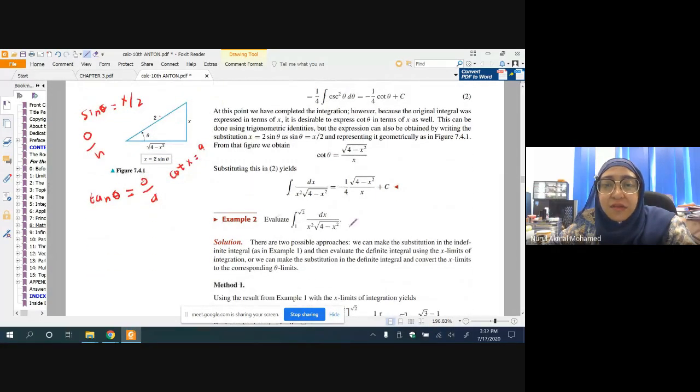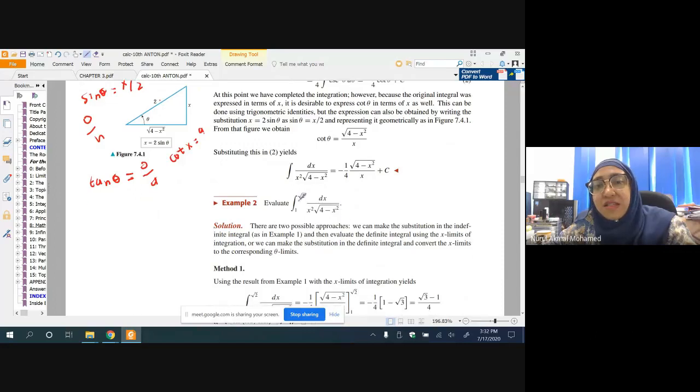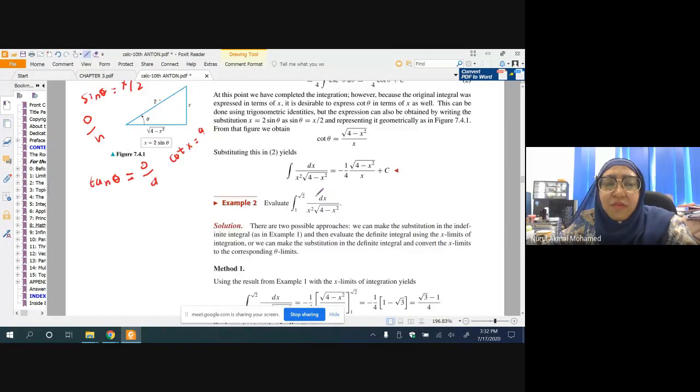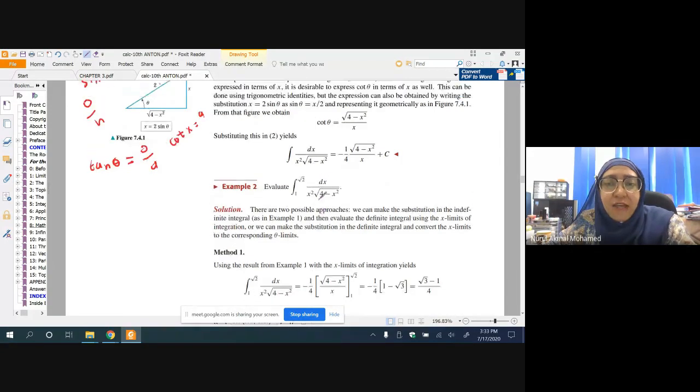Okay, next one. This is just a definite integral. I think I can skip this one because we have repeated many times about definite integrals.